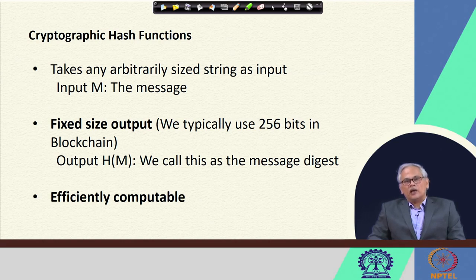For the kind of applications we have in this domain of blockchain, usually the size of the output of these hash functions we will consider to be 256 bits in length. So, if I denote the hash function as capital H, then the output h of m is what we call the message digest. So, we have the message as input and the message digest as output for the hash functions.